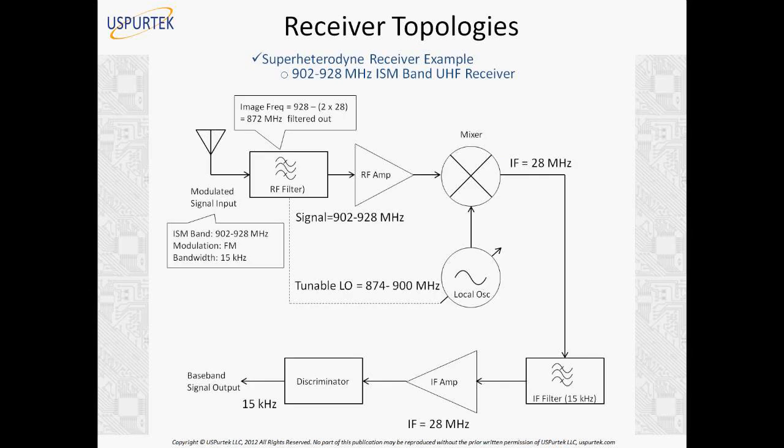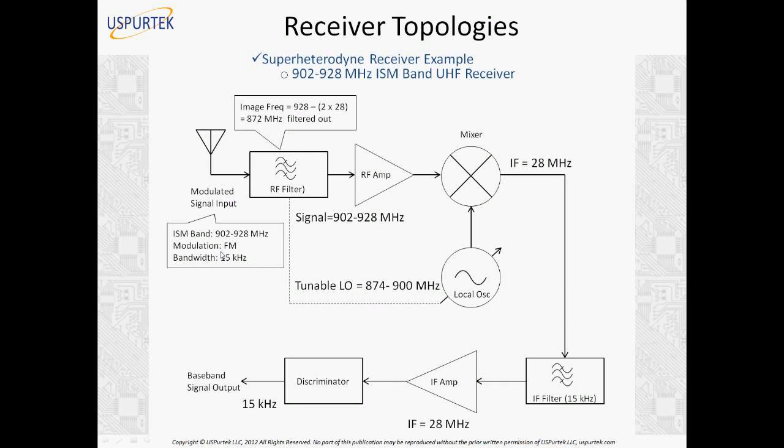Now this is for a frequency band of 902 to 928 megahertz, the ISM band UHF receiver. This is an amateur band and an unlicensed band, used for many mobile applications. Well, you see here that in the ISM band, the modulation is FM. The bandwidth around the carrier frequency is 50 kilohertz here.